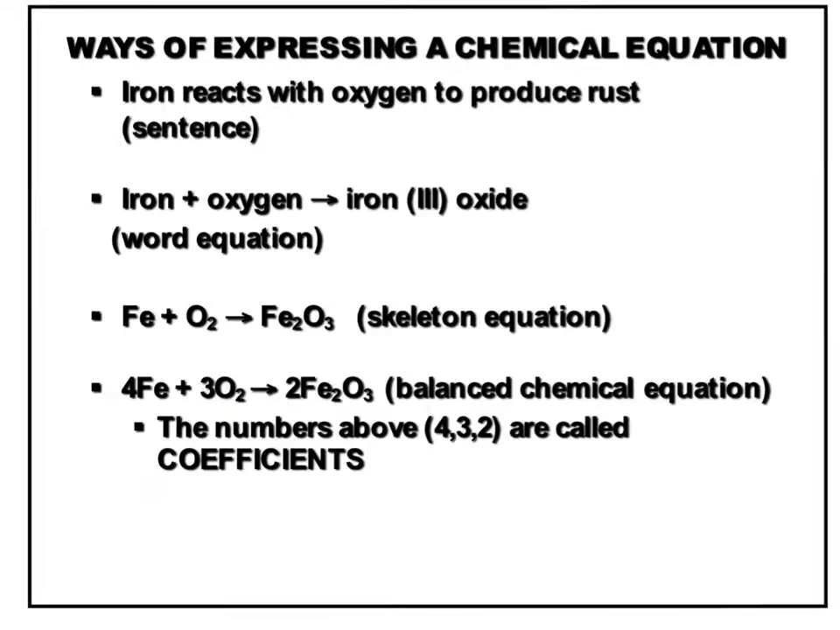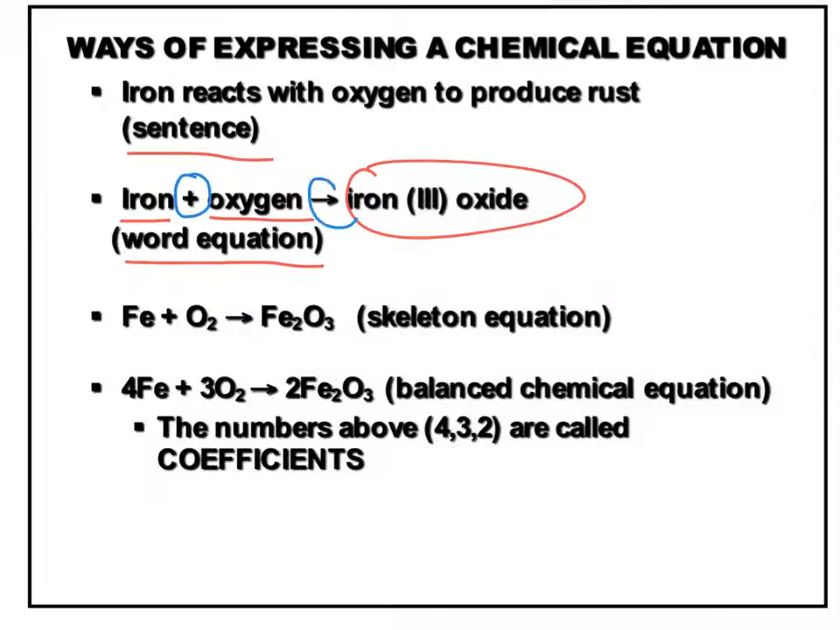So here we have different ways that a chemical equation could be expressed. The first example here is what we call a sentence: iron reacts with oxygen to produce rust. Then we have an example of a word equation. The reactants and the products are still written out in words, but then we simplify it by adding plus signs and arrows. So then it makes it more clear what is on the reactant side and what is on the product side.